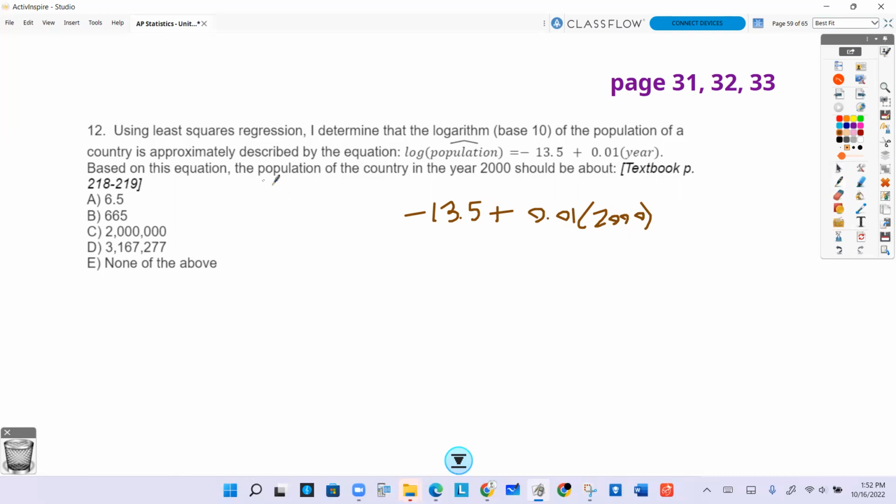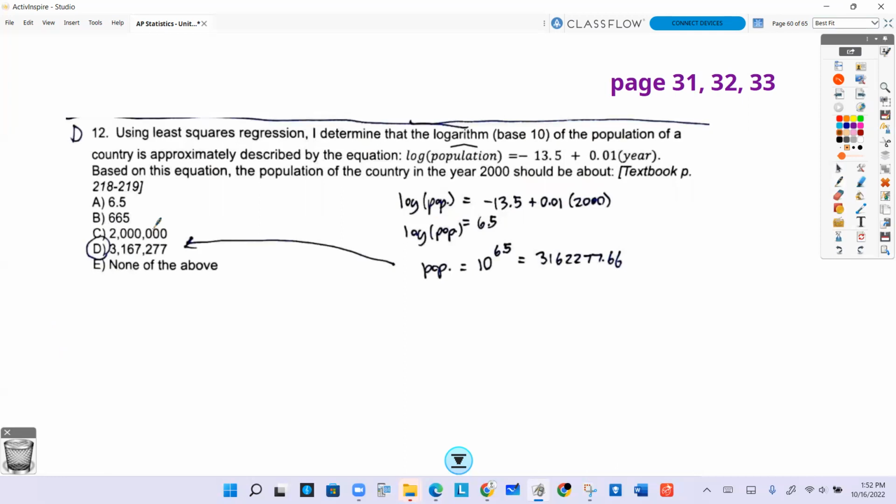All right, I got 6.5, which is the log of that number, right? So to undo a log, you take the base, raise it to that power. And 10 to the 6.5 power is which one of those numbers, guys? That's right, it's going to be 3.167 million. So make sure that you do the 10 to that power, because it doesn't make sense, right? Population is not going to be 6.5 people. That doesn't make any sense. So read through it, try to make some decisions based off the context too.